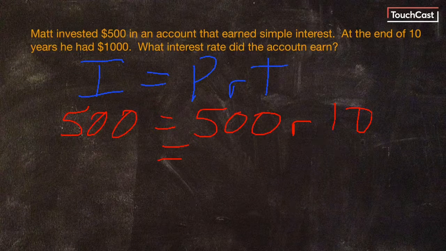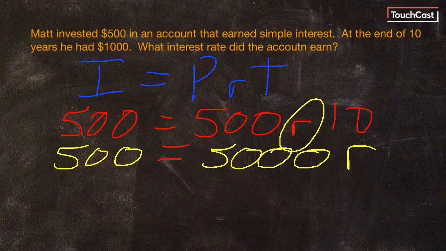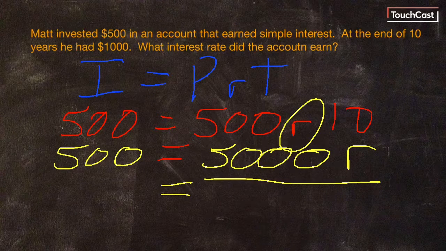Okay, so then I'm going to multiply the information that I do know, and what I don't know is R. This is what I'm going to try to solve for. So I just have 500 over here. I'm going to multiply 500 times 10, which is 5,000, and I'm left with R. Now, I'm trying to solve for R. I need to figure out what the interest rate is. So in order to do that, what I need to do is divide both sides of this equation by 5,000.